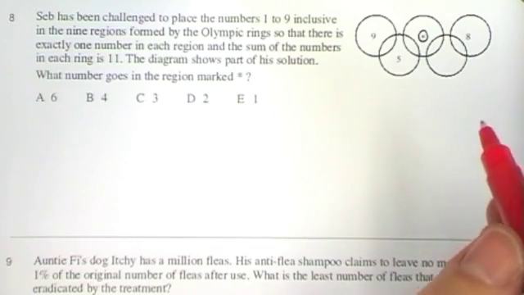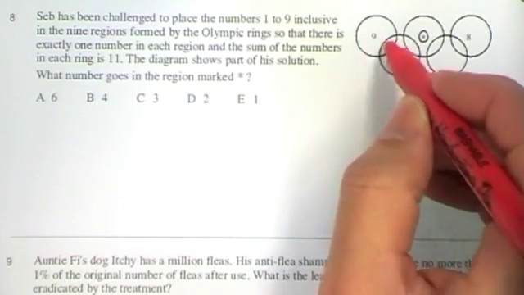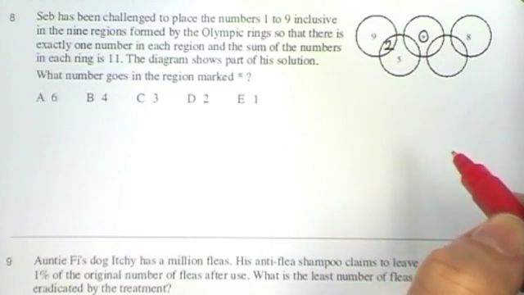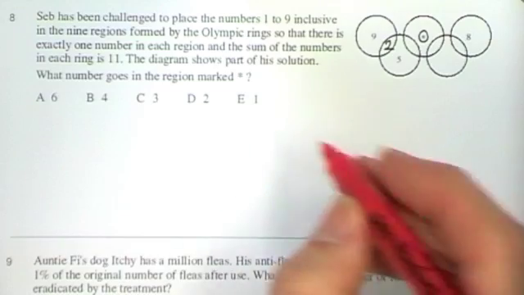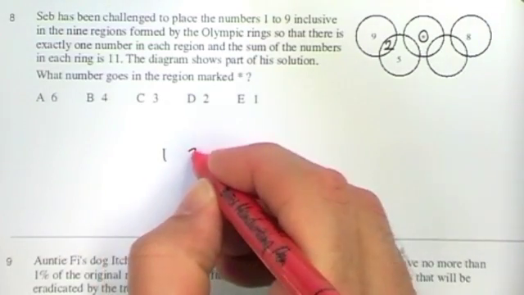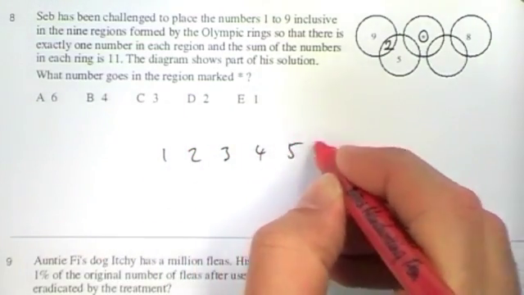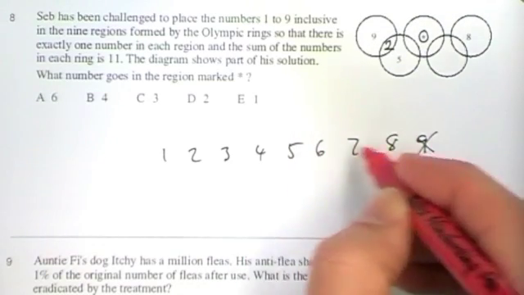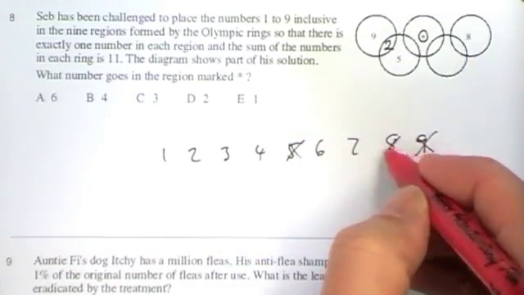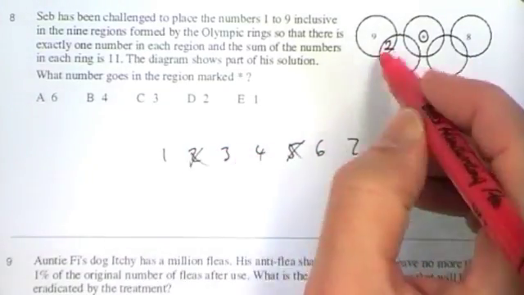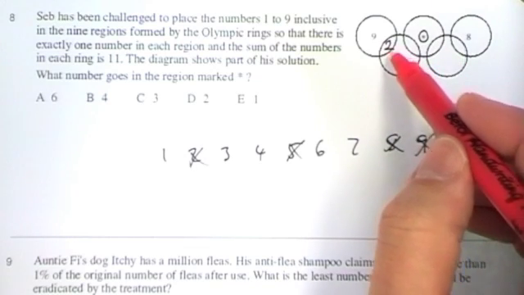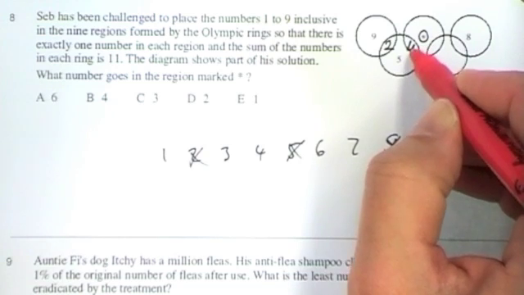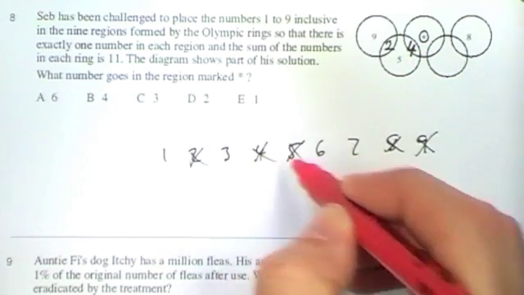Well, let's have a look. We've got a 9 there and a 5. Well, this must be 2. I haven't used the 2. In fact, I'm going to make a note of the numbers I can use: 1, 2, 3, 4, 5, 6, 7, 8 and 9. I've used 9, 5 is already there, 8's already there, and I've just put 2 in there. It must be 2 because that ring must make 11. This is 2 and 5 is 7, so this one must be 4 to make 11 in that circle.